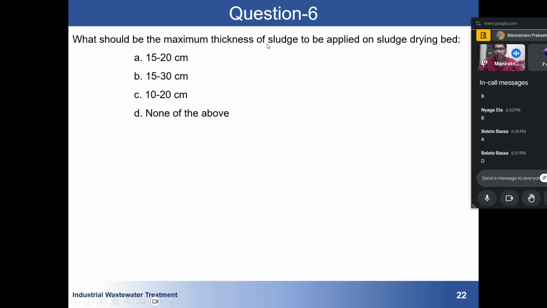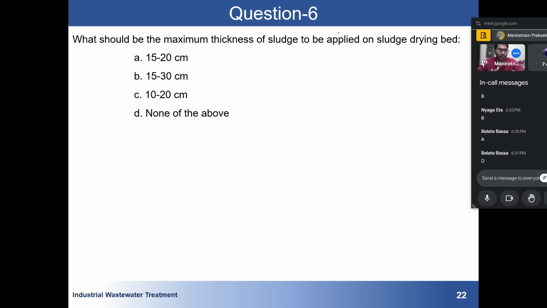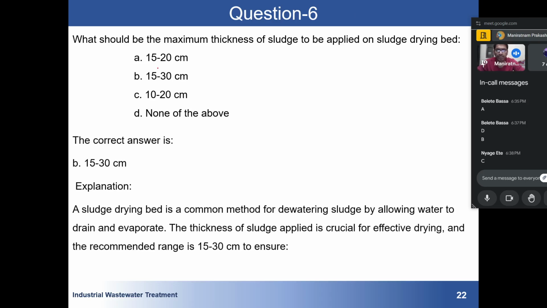What should be the minimum thickness of the sludge to be applied on the sludge drying bed? B. 15 to 30 centimeter. What about others? C. One is saying B, other is saying C. Let's see. The correct answer is B, that is 15 to 30 centimeter.